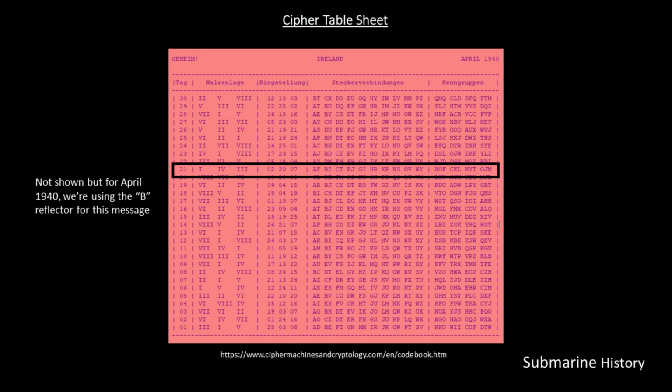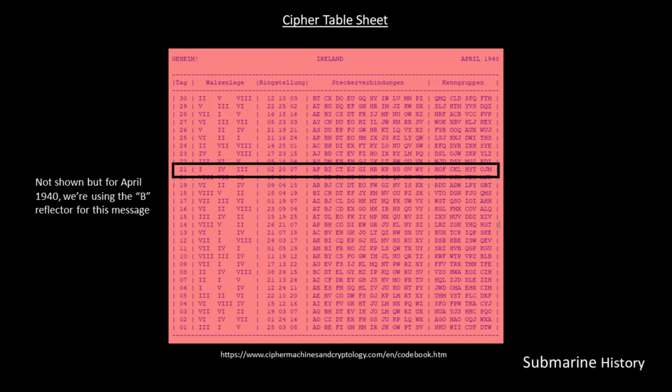Okay, so here we have a cipher table, and you saw this in the last ENIGMA briefing. I did generate a new one. This is for April of 1940 to celebrate that we're in April. And we're using the B reflector, which isn't indicated on this cipher sheet. And when I started working on this briefing, it was April 21st. So we're going to be using the information for the 21 line.